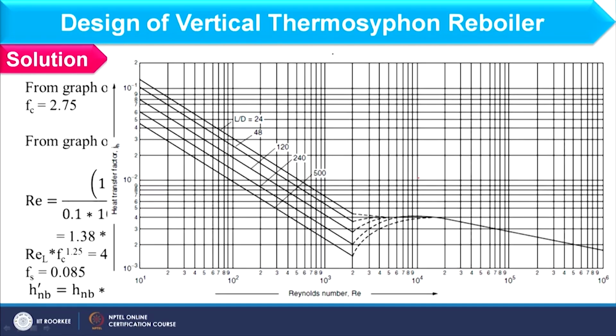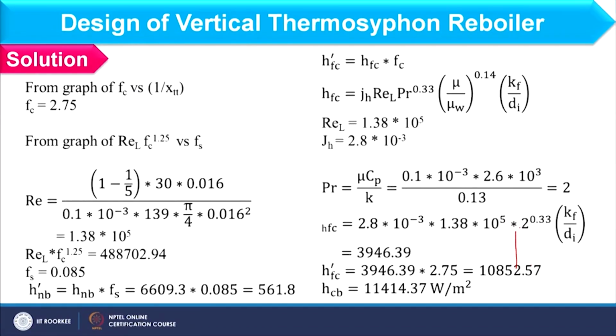It is coming as 1.38 into 10 to the power 5. So, somewhere it will lie here. You can see the value of JH as 2.8 into 10 to the power minus 3, right. And the Prandtl number we can find out because I know all the properties, and so the HFC value we can find out as 3946.39 watt per meter square degree Celsius, and we can multiply this with Fc, that is 2.75. So, the complete value of HFC dash you can have as 10852.57 watt per meter square degree Celsius.